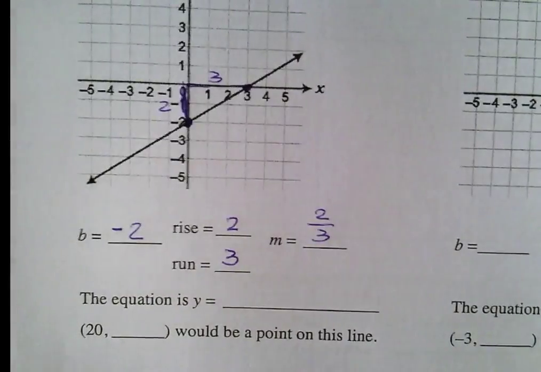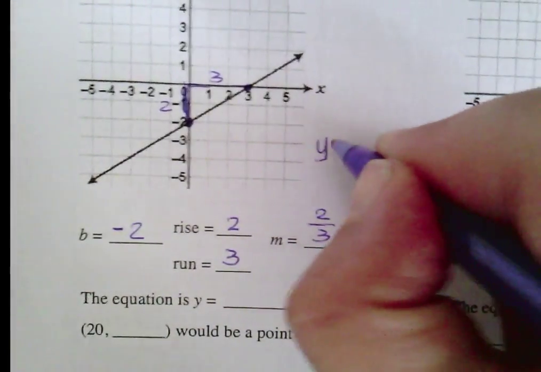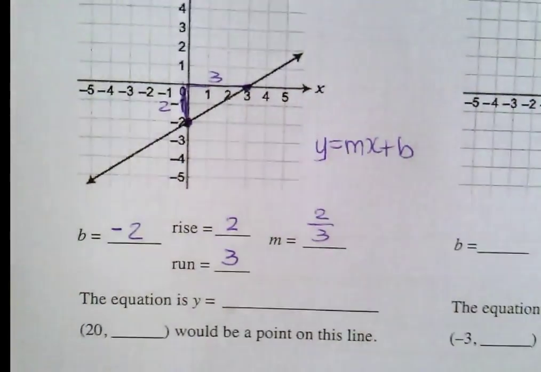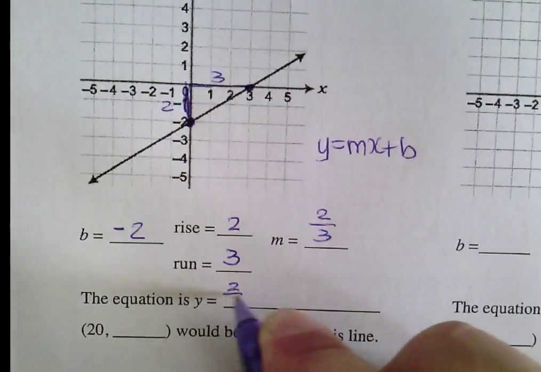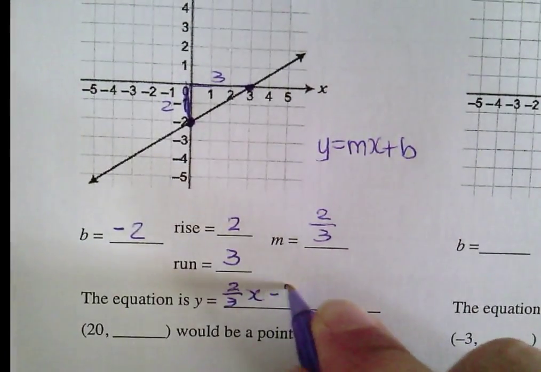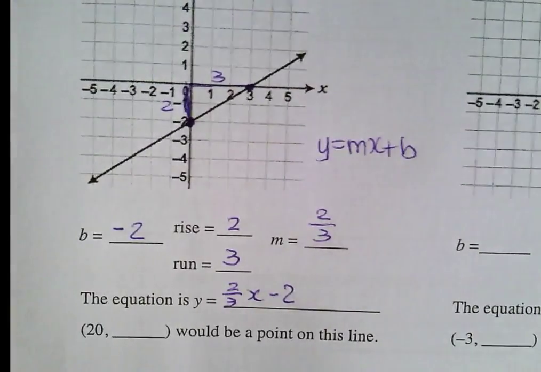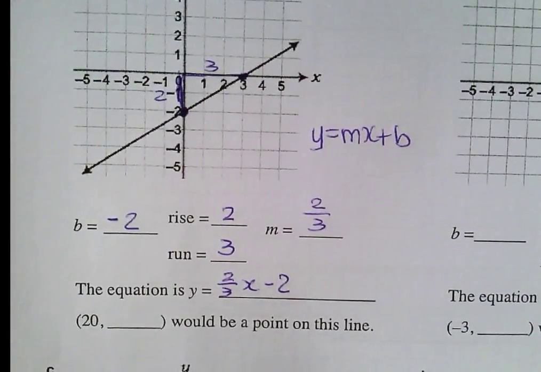So what's the equation of that line? y = mx + b. What's my m? So it's y = 2/3 x, and what's my plus b? It's -2. My b is -2, so it's y = 2/3 x - 2.